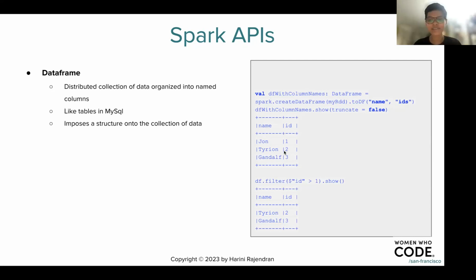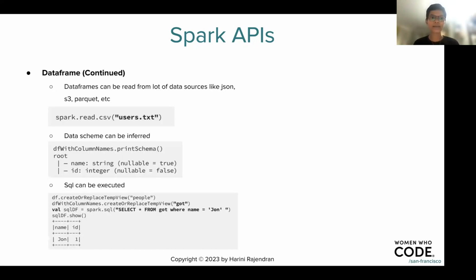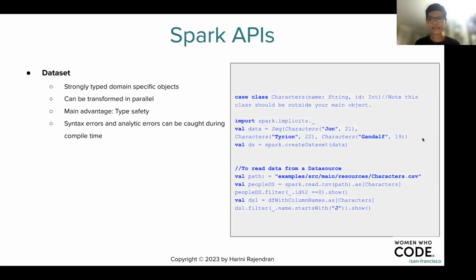Then the program would fail saying, hey, I'm expecting all ints, but there is a string there, so I cannot add them. And then you'll have to go manually clean the data and rerun. So that's where Dataset is more advantageous, because while creating a Dataset itself, you are saying, hey, this would have two columns. The name column should only have string entries and the ID column should only have int entries. That way, even at the ingestion part, you can catch the error, and you can catch all the syntax errors and the analytical errors even during compile time.